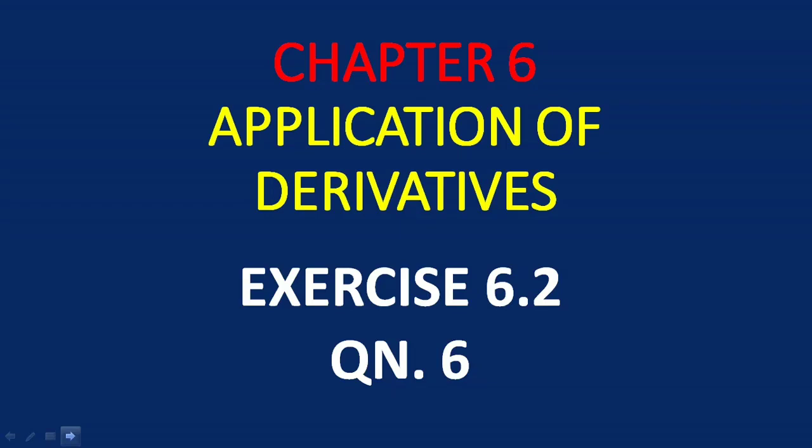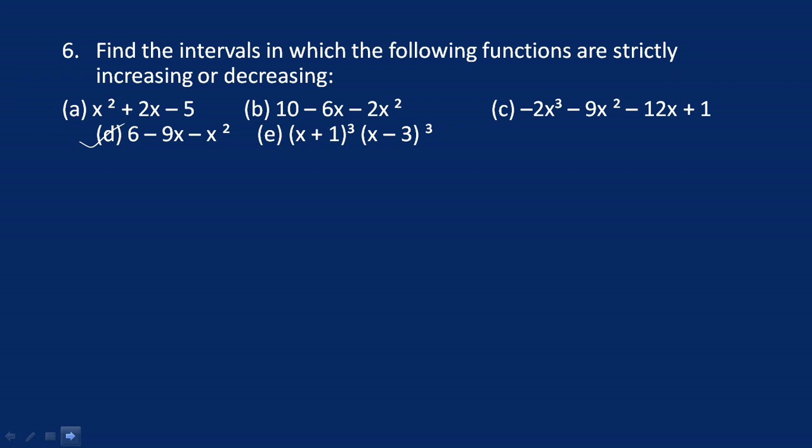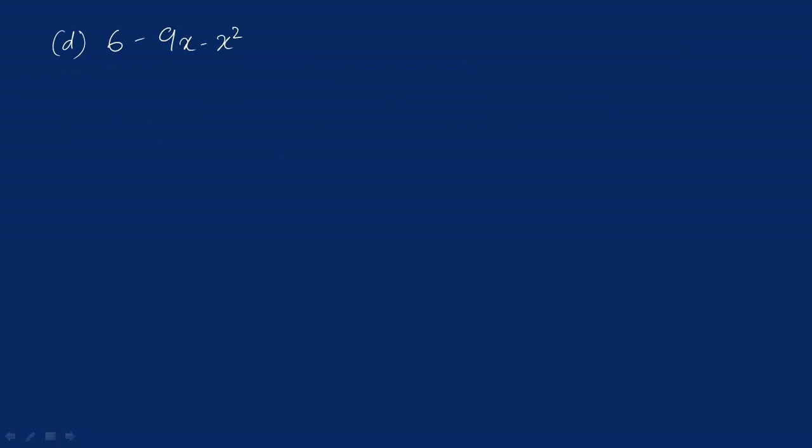Chapter 6 Application of Derivatives, Exercise 6.2, sixth question. It is part 2. So we have D part of the question, that is 6 minus 9x minus x square. So let us consider f of x is equal to 6 minus 9x minus x square.